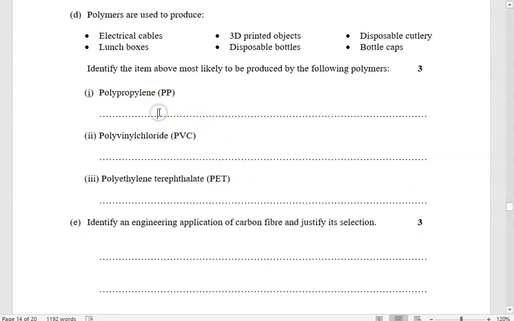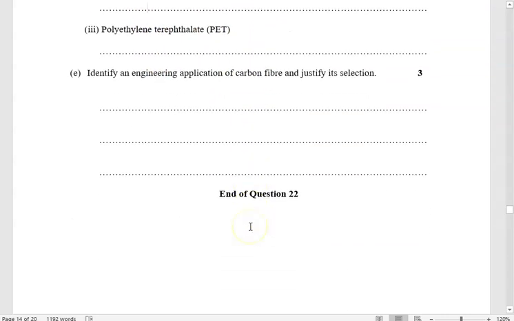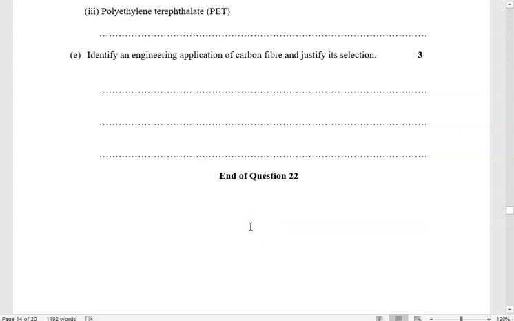Polypropylene is used to make lunchboxes from this list. PVC is electrical cables. PET is disposable drink bottles. Okay. Identify an application of carbon fiber. A lot of people talked about racing and aviation. Those were the two examples we talked about in class.